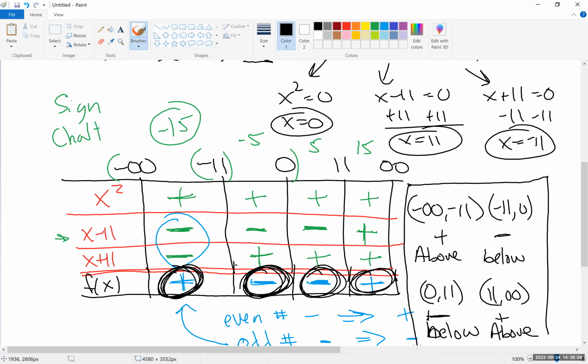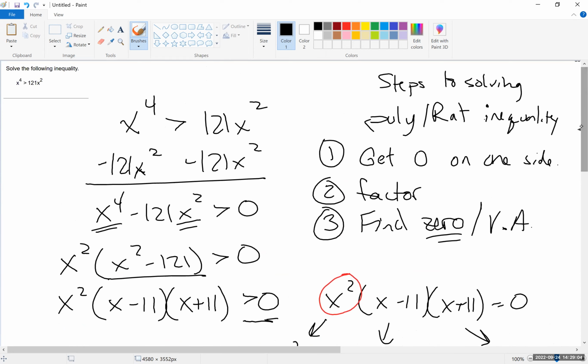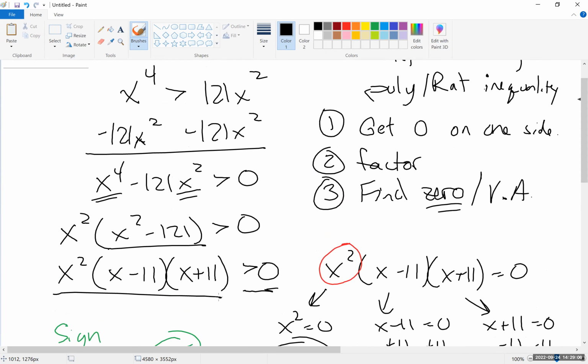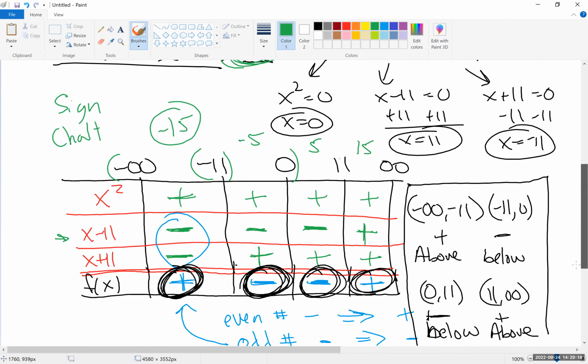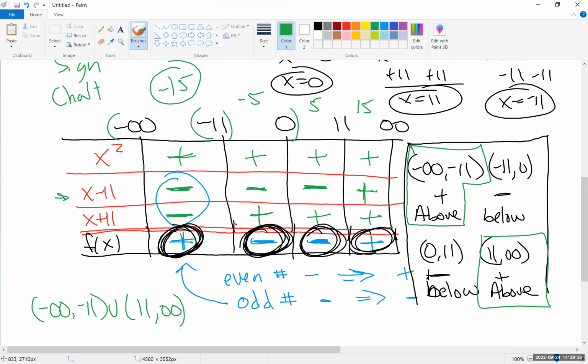All right, so now we've got to go back and answer the question. But what was the question? The question is, when is this greater than 0? What type of numbers are greater than 0? Those are positive numbers. So in our sign chart, where was it positive? Well, we have them right here. Our answer is going to be this interval and this interval. So the answer is from negative infinity to negative 11, union 11 to infinity. Okay, that is going to be our answer.